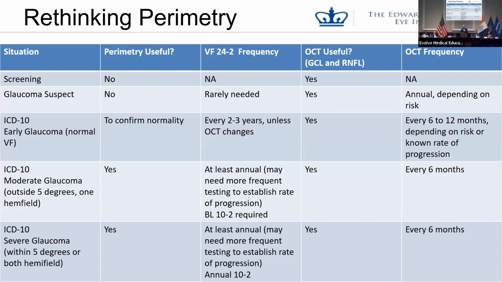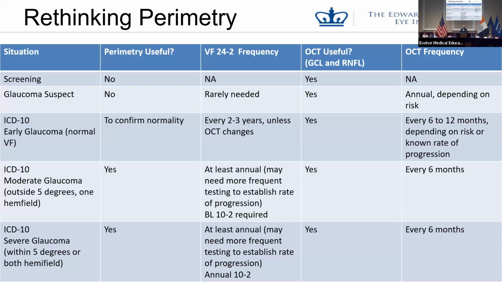So here's how I think about perimetry today. I think about the situation: is the perimetry useful? How frequently should it be done? Is OCT useful? And what should the frequency be? For things like screening, perimetry is useless unless you want to screen for advanced disease, which may help you find people at greatest risk for blindness, but probably not useful out in the community.